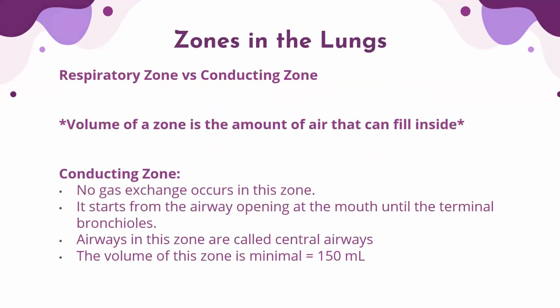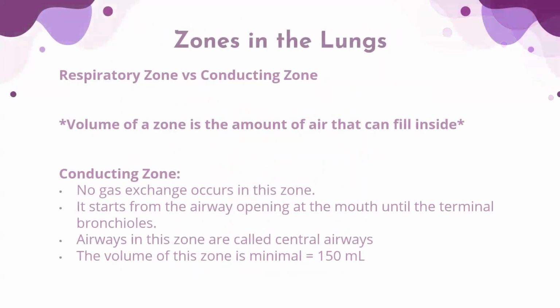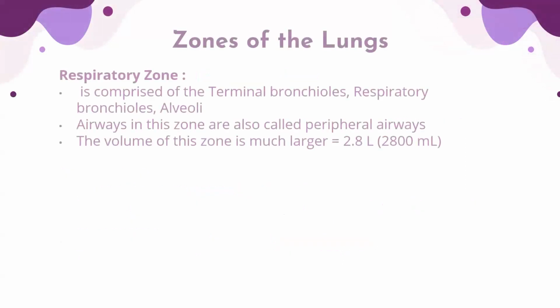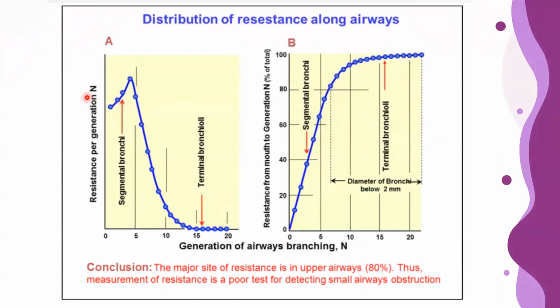Going back to the graph that I showed you in the beginning, you can see that in the anatomical dead space, we have a very minimal amount of lung volume, okay? It's still here. But as soon as you enter the respiratory zone, you can see that the lung volume actually exponentially increases, okay? So keep in mind these graphs, we'll come back to them, okay?